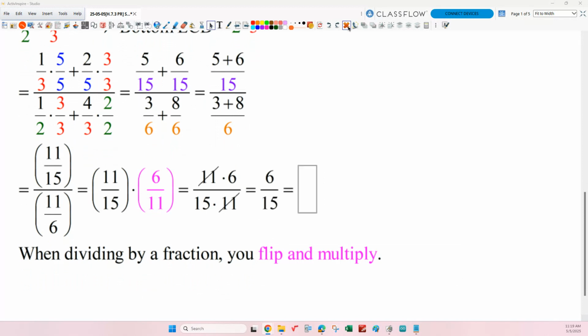What does that simplify down to? 3 over 5. I think it's 2 over 5. Or 2 over 3. I think it should be 2 over 5. Right? Yeah. So we'll do 2 over 5.